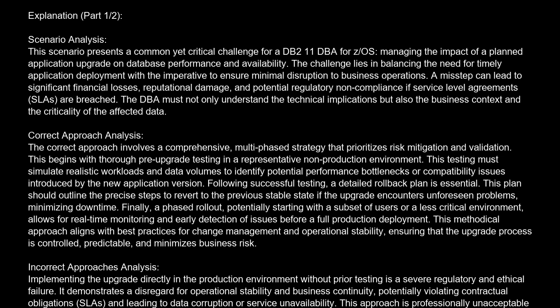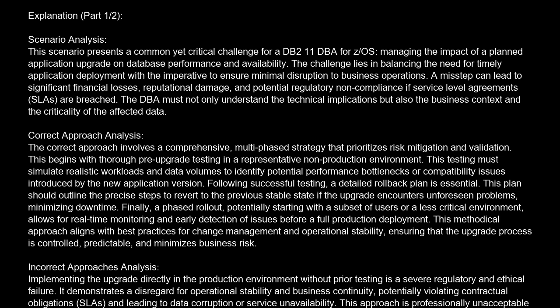This plan should outline the precise steps to revert to the previous stable state if the upgrade encounters unforeseen problems, minimizing downtime. Finally, a phased rollout, potentially starting with a subset of users or a less critical environment, allows for real-time monitoring and early detection of issues before a full production deployment. This methodical approach aligns with best practices for change management and operational stability, ensuring that the upgrade process is controlled, predictable, and minimizes business risk. Incorrect approaches analysis.